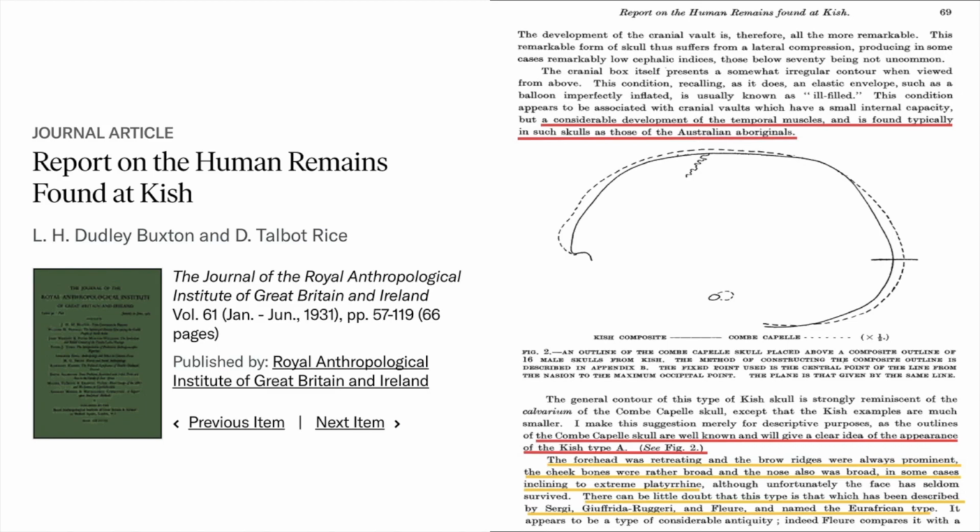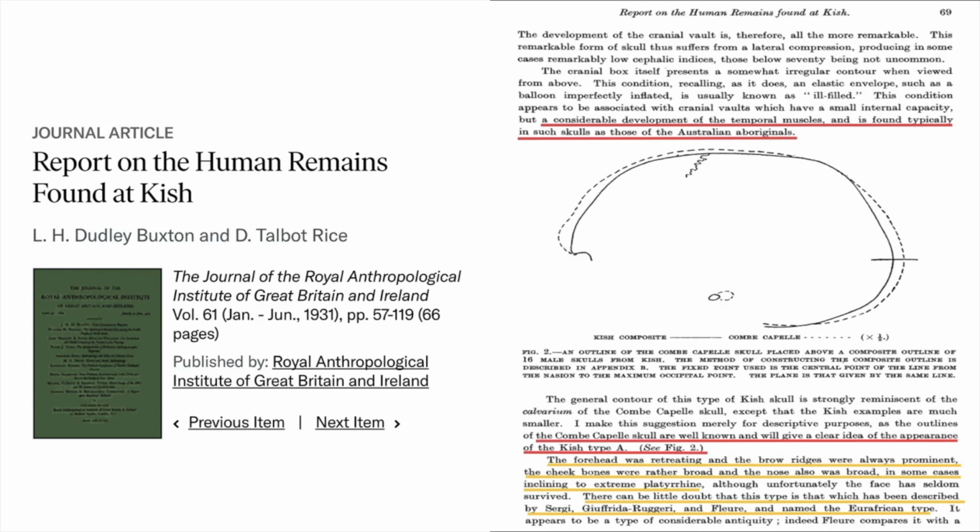The forehead was retreating and the brow ridge was always prominent. The cheekbones are rather broad and the nose also was broad, in some cases indicating extreme prognathism. There can be little doubt that this type is that which has been described by Sergi, Fenderin, Regnault and Fleury, and named the Euro-African type.